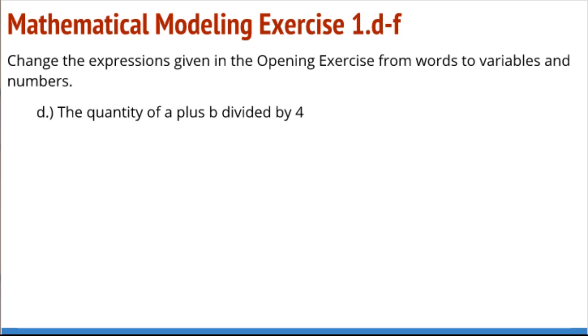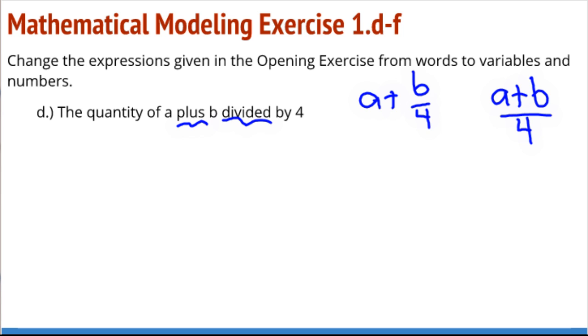All right, the quantity of A plus B divided by 4. Now this is one of those that we have to read and think very carefully. Am I supposed to do A plus B divided by 4? Or am I supposed to do A plus B divided by 4? And I would argue that this one is a little bit confusing because I can read it both ways.